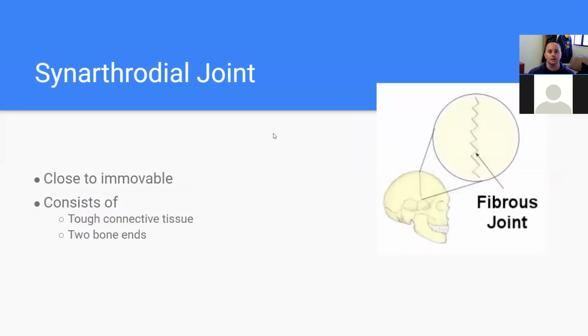Then there's a synarthrodial. Syn meaning none, okay? These are close to immovable. Anywhere you get 2 bones together, it can potentially move, okay? But in your skull, there are different plates, and we'll go over them later, okay? And where those plates meet is a synarthrodial joint. It is very fibrous. It is very tough, okay?